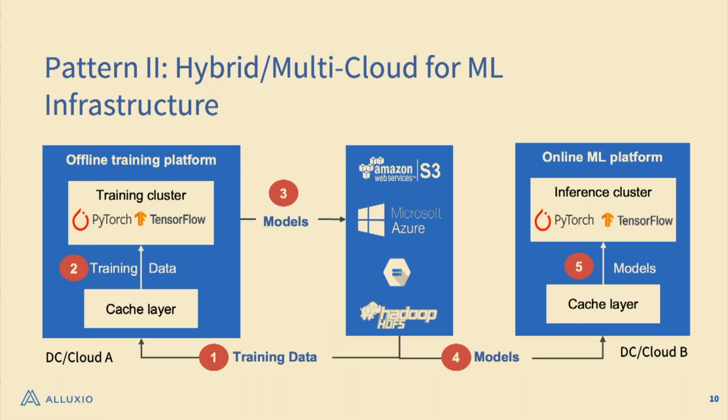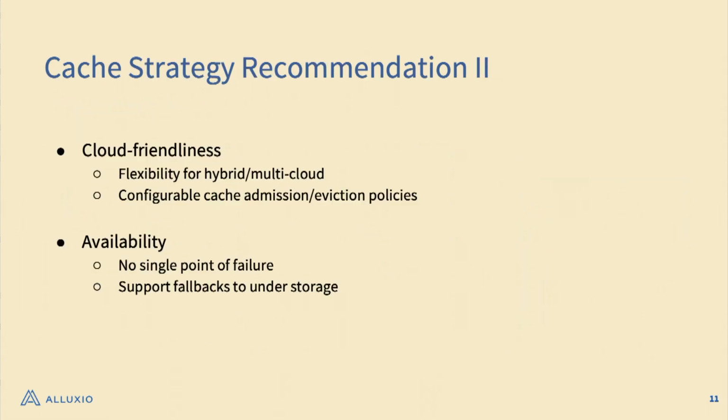So that's kind of a general pattern of that. So what kind of suggestion may we want to give you folks for that scenario? There are mainly two things that we want to mention here. One is that because this is now a hybrid or multi-cloud environment, we may want to make the cache cloud-friendly. So it may need to provide some flexibility for hybrid or multi-cloud environments. And at the same time, we may want to provide some configurable cache admission and eviction policies.